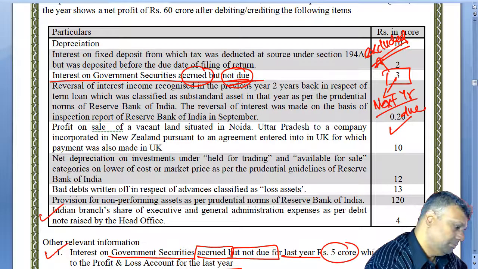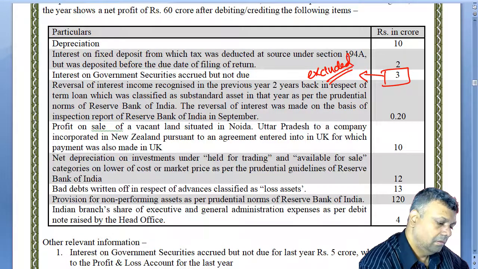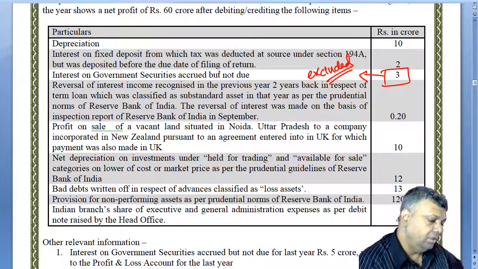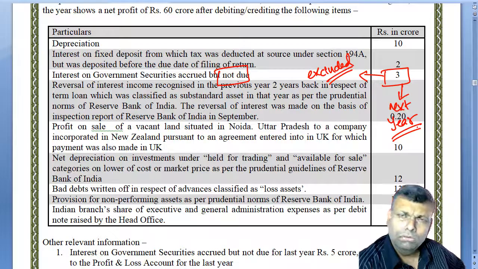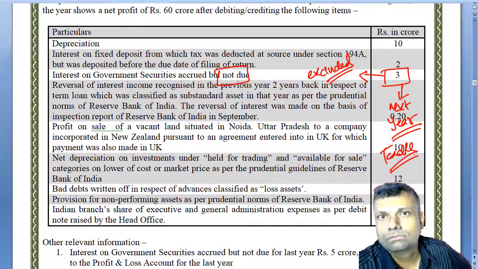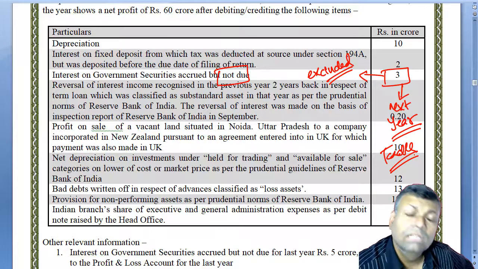I repeat, these 3 we have excluded in the previous year, because in the previous year it is not due. But naturally in the next year it will fall due. It has to fall due. So in the next year it will be taxable. It is taxable only on a due basis. It will fall due in the next year, so next year it will be taxable.